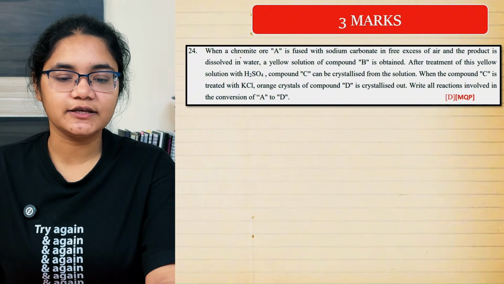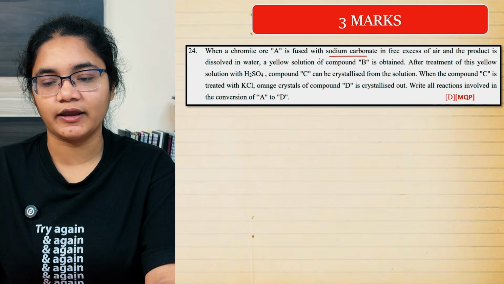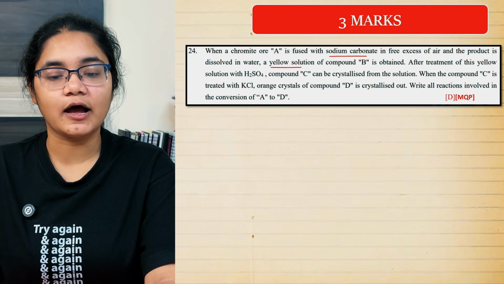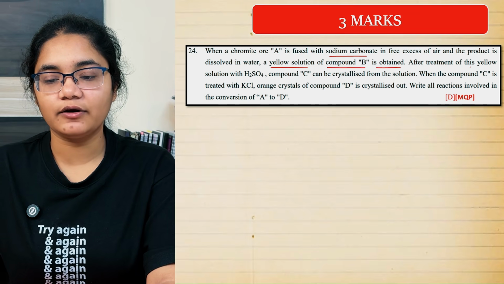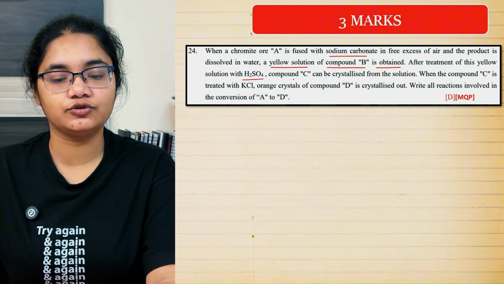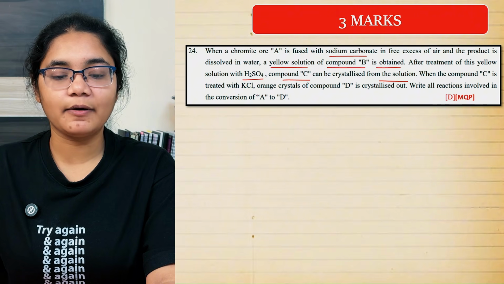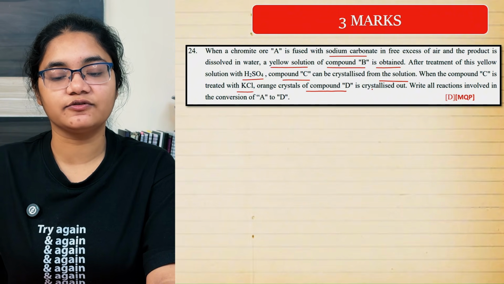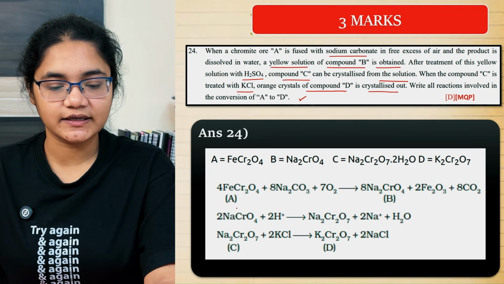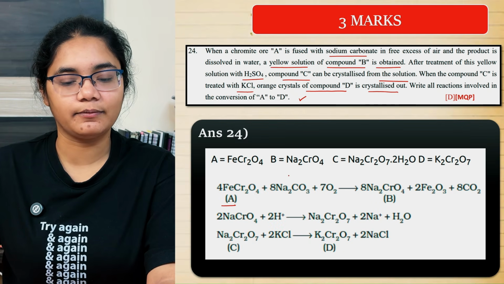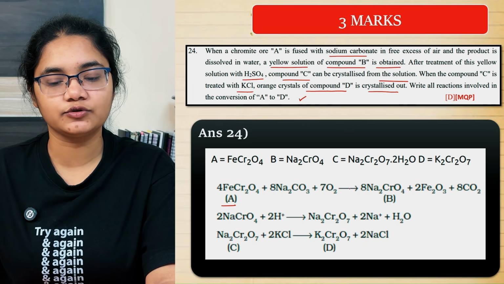When a chromite ore A is fused with sodium carbonate in free excess of air and the product is dissolved in water, a yellow colored solution of B is obtained. After treatment of this yellow solution with H2SO4, compound C can be crystallized from the solution. When compound C is treated with KCl, orange crystals of D crystallize out. Write all the reactions involved from A to D. So first, A is your iron chromite. Then it gives you a yellow solution of compound B, which is your sodium chromate.